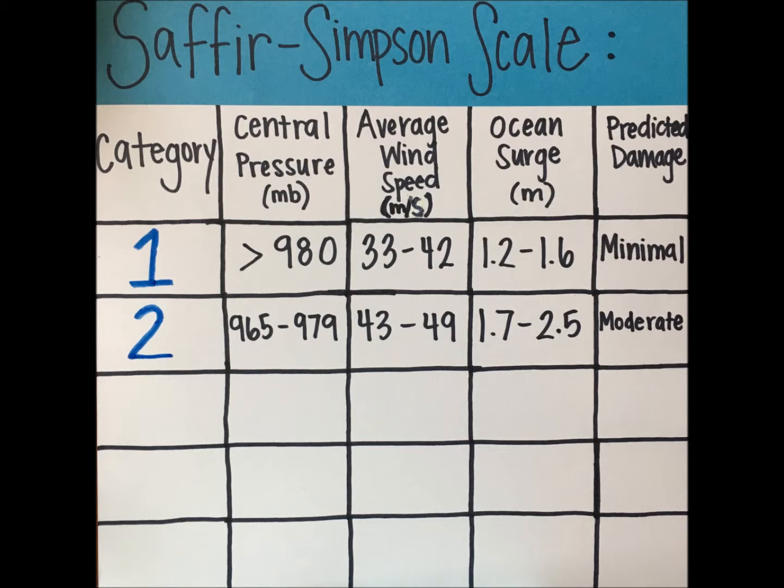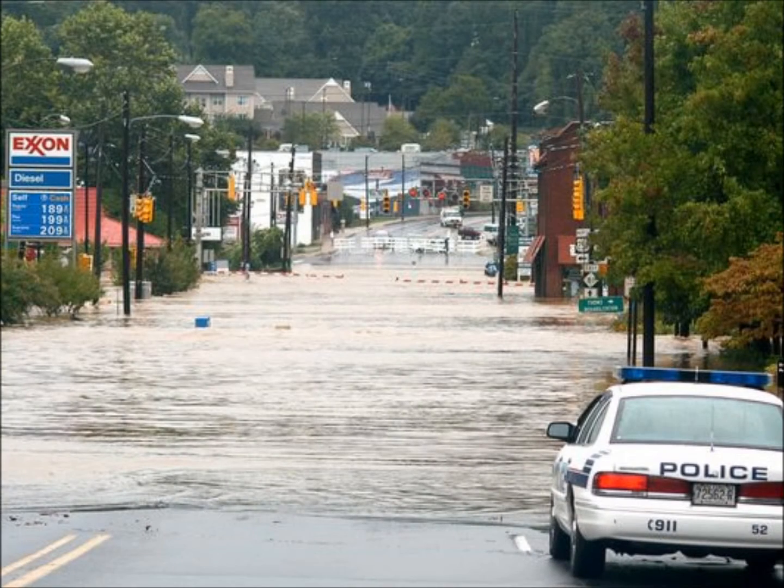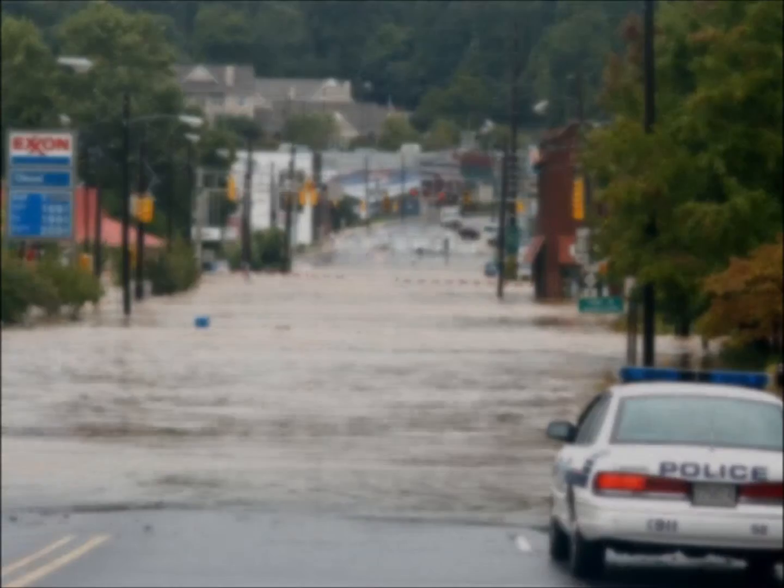Then we have Category 2 storms with lower pressures between 965 to 979 millibars, wind speeds from 43 to 49 meters per second, and surge of 1.7 to 2.5 meters. These storms are likely to cause moderate damage, generally impacting exteriors of homes and causing some coastal flooding. Hurricane Francis was a Category 2 storm when it hit Florida in 2004.